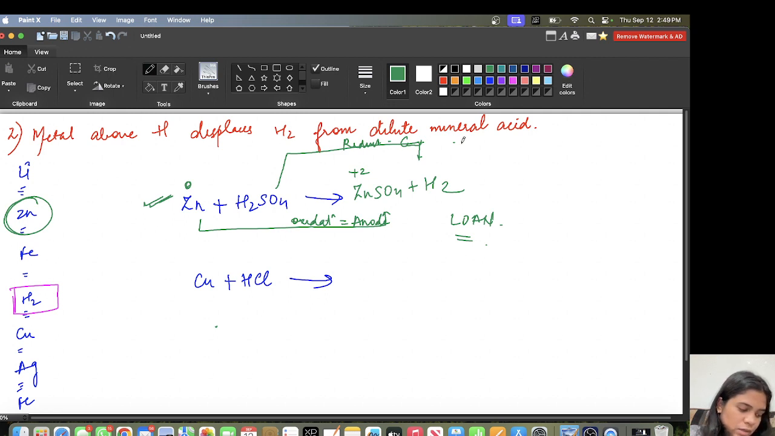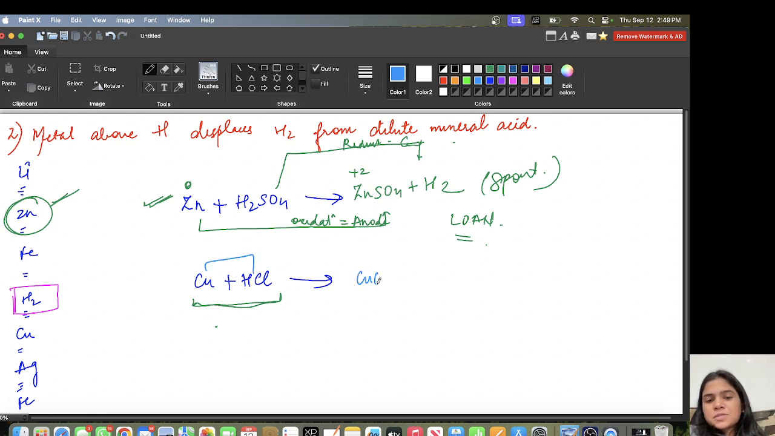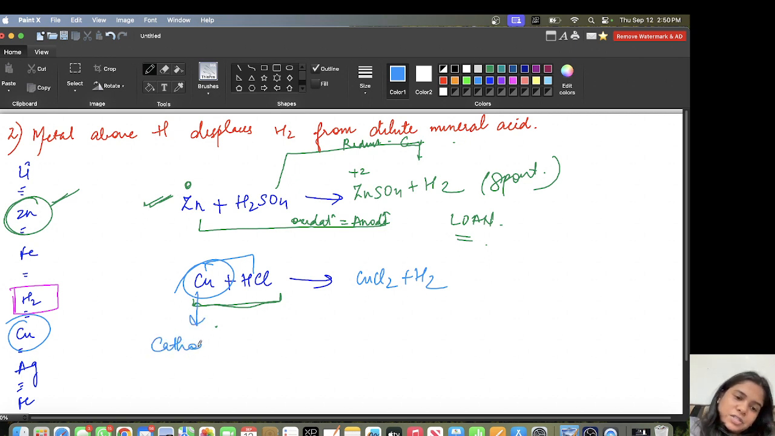Now, in the copper plus HCl case, the reaction happens, but it is non-spontaneous. The earlier one is spontaneous because zinc lies above hydrogen. But in this case the reaction is non-spontaneous. Why? Because copper lies below hydrogen. Copper should have been the cathode. That's why this reaction is non-spontaneous.